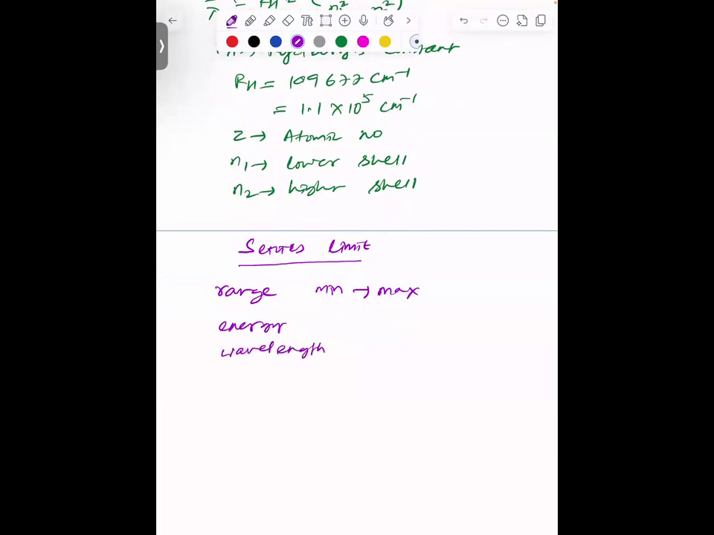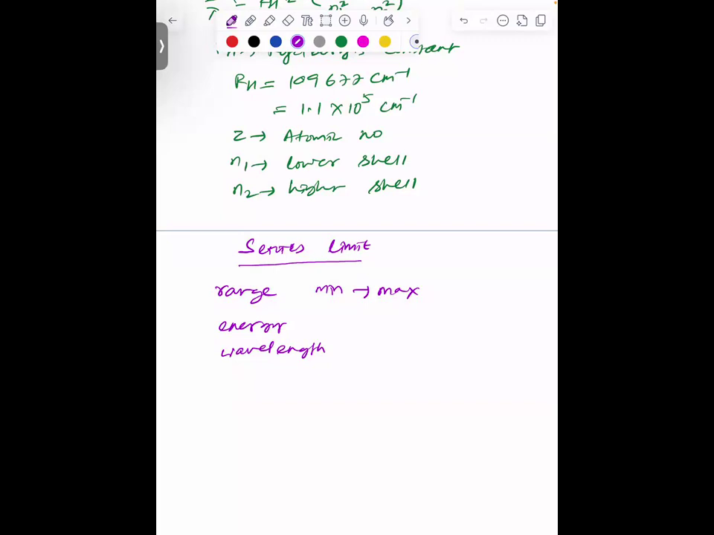We can calculate the series limit with respect to energy or wavelength. So how to find it? It is the range between highest and lowest. We know that energy associated with shell number 1 is the least and shell number infinity is the highest. That means with increase in shell number, energy increases.